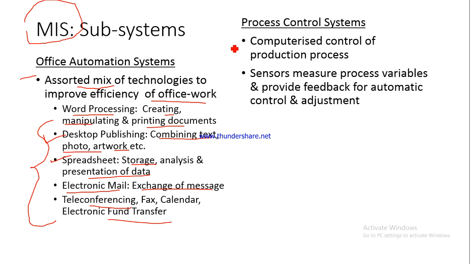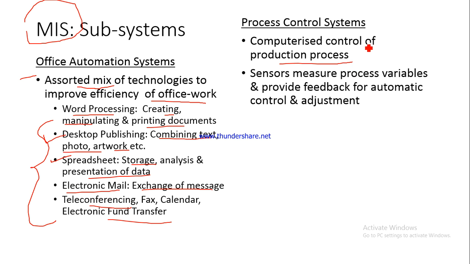Why? Because it's going to be very, very difficult, and you need a particular individual stationed there to keep a tab on the temperature. How can we keep a tab on the temperature, and how can we ensure that the temperature is somewhere around 100 degrees centigrade? We can make use of process control systems. What will they do? Computerized control of the production process.